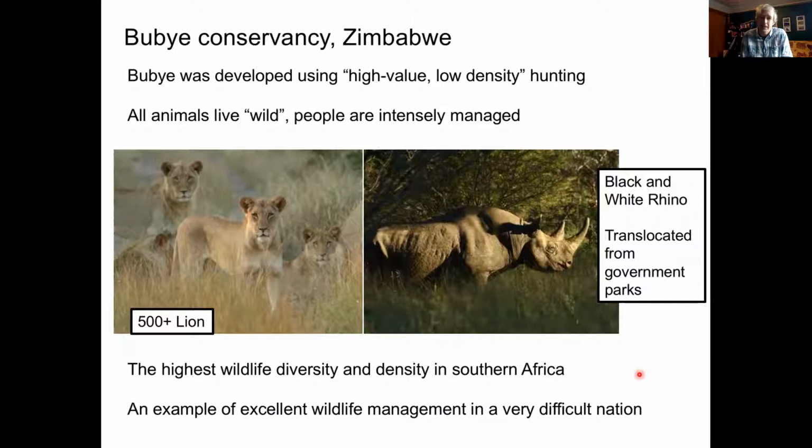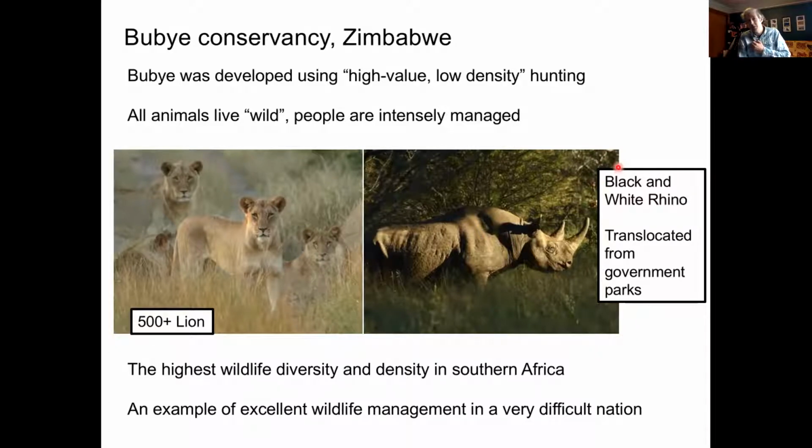So it's intensely managed. As a result of its intense management, it's now been very successful in raising wildlife. So Bubé has over 500 lion on its property. This is a huge density of lion, to the extent where they have problem lion that they are actively going out and shooting. They also have black and white rhino that have been translocated from government parks.